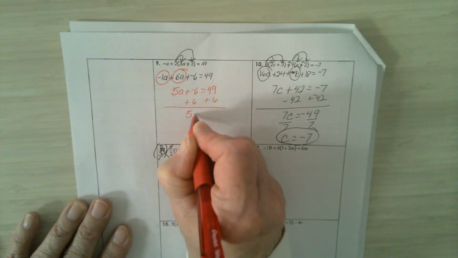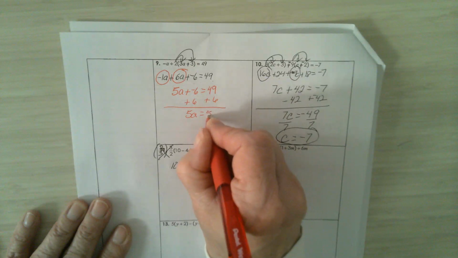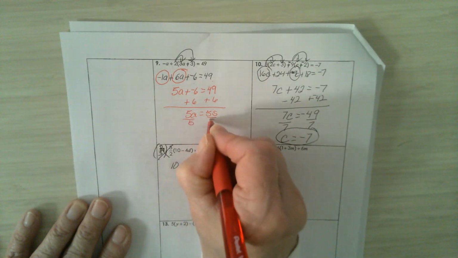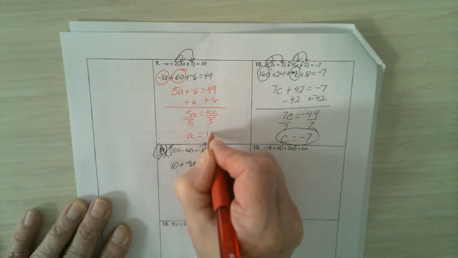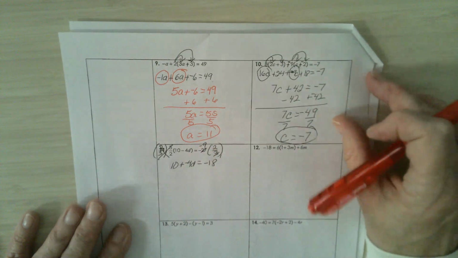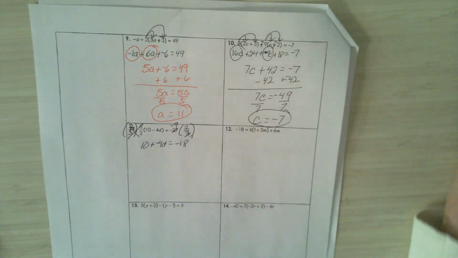Then you have 5 times a equals 55. Divide both sides by 5. A equals 11. Did everyone get that? All right. Yesterday, I think I did number 10 for you. If not for this class, it was for 6th period.